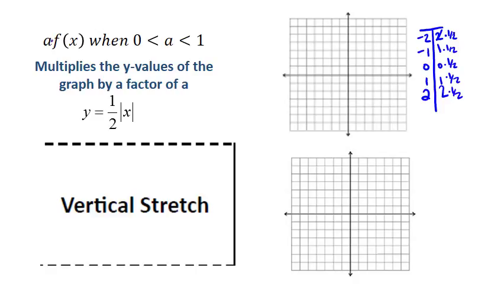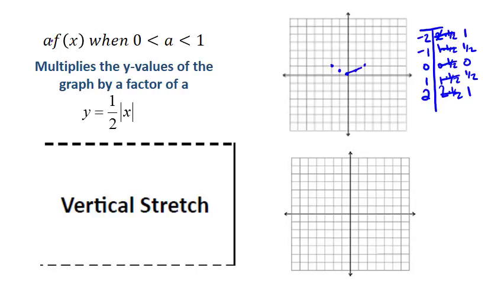Which gives me a new y value here. 2 times a half is 1. 1 times a half is a half. 0 times a half, still 0. 1 times a half, half. And 2 times a half is 1. Let's see how this graph looks. We have negative 2, 1. Negative 1, half. 0, 0. 1, half. And 2, 1.